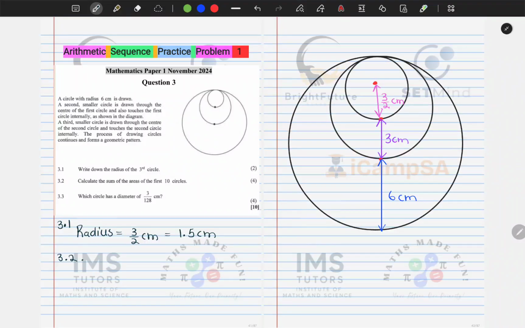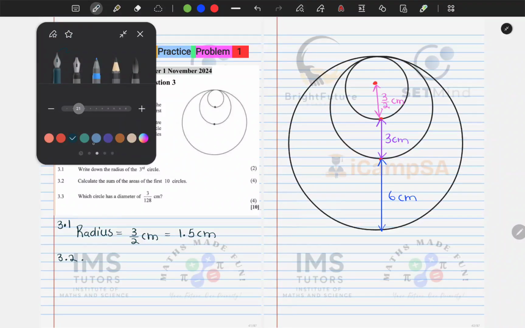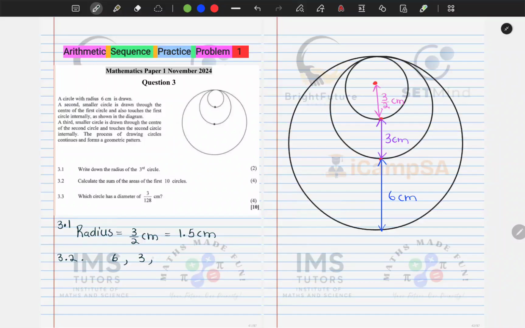And then next, let's have a look at 3.2. We are required to find the sum of the areas of the first 10 circles. So this is very interesting. What we can do is let's quickly note down the radiuses. We will start with a 6, a 3, and then a 3 over 2, and so on.